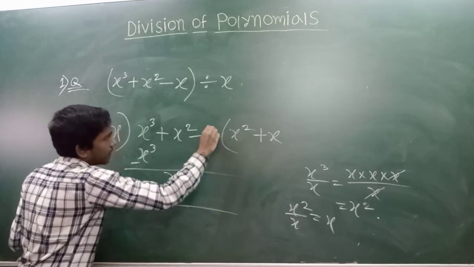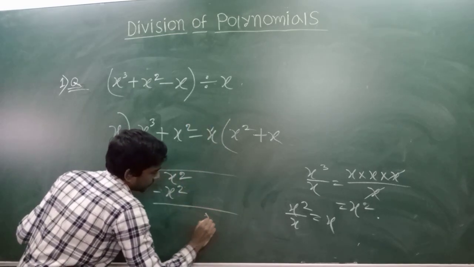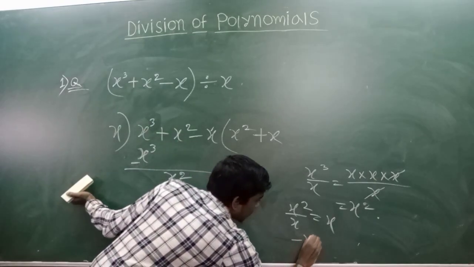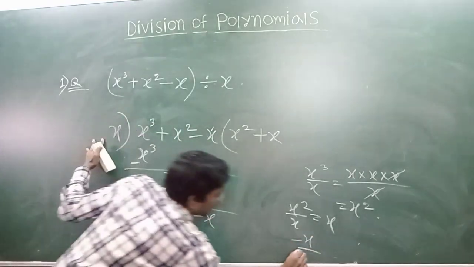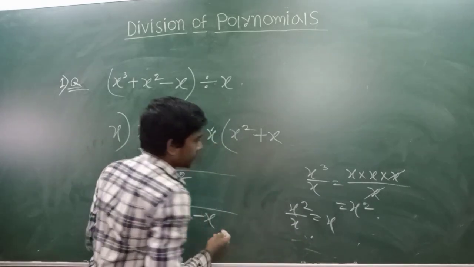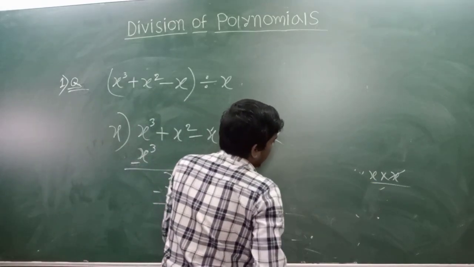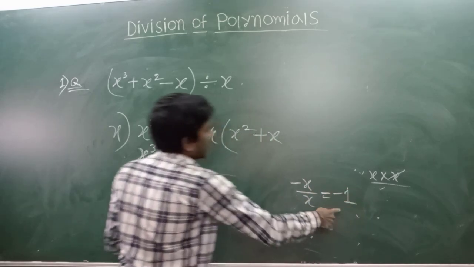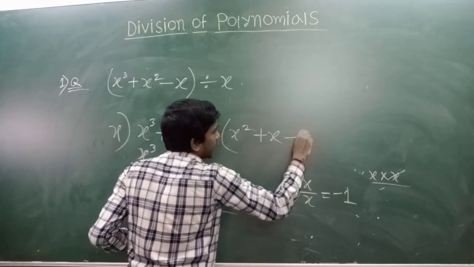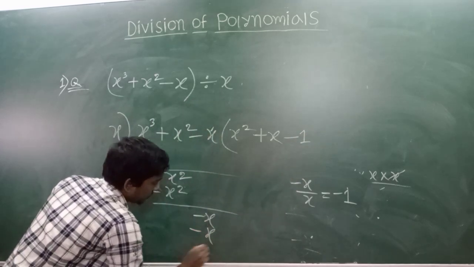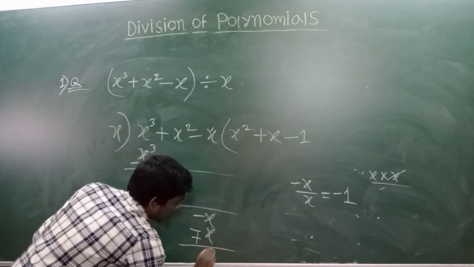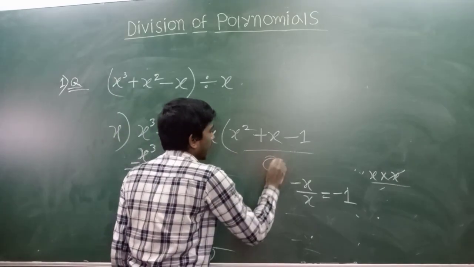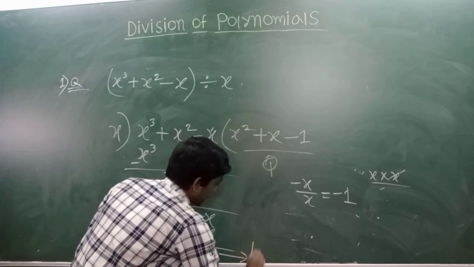Now subtract. Take this term here, minus x. Divide minus x by x. So minus x divided by x is equal to minus 1. Write this here. So minus 1. We write here minus 1. Then change the sign and the remainder is 0. Okay students, so this is the quotient and this is the remainder.